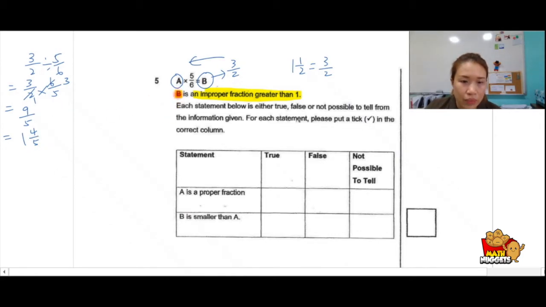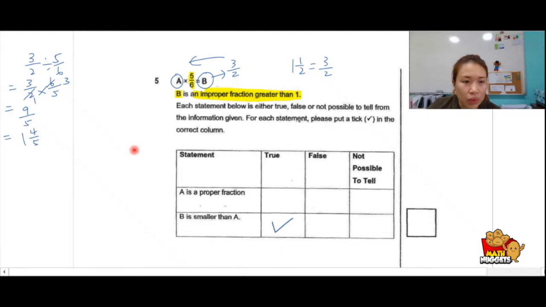Now, A would be larger than B for sure, because we are finding a fraction of A, 5/6 of A. Okay, so definitely A would be bigger than B. So for the second statement, it will be true.